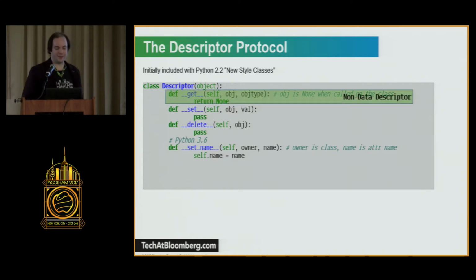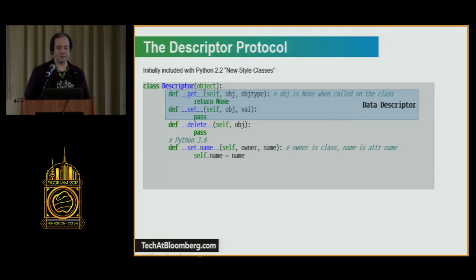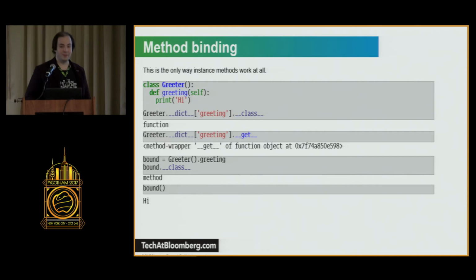If you just have get, so looking at this though, if you just have get, you have a non-data descriptor. That's what the ND was for. And if you have get and set, then you have what's called a data descriptor. Wonderful, we have terms for things. That's always useful, but what can we do with it? Well, the big thing here is method binding. The only way instance methods work at all is because of the descriptor protocol.